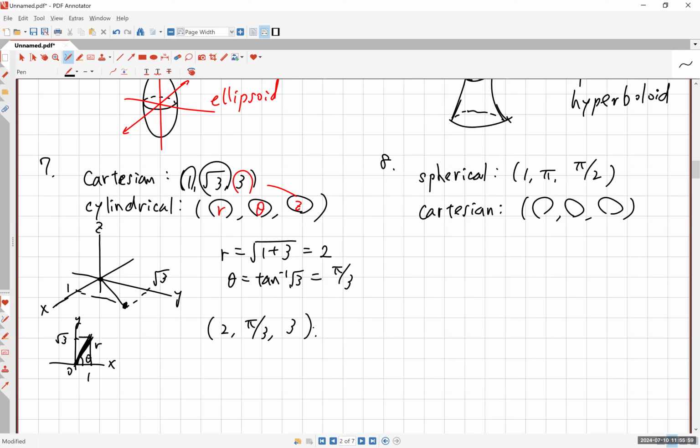Number 8, you are given the spherical coordinates, and you are supposed to come up with the Cartesian coordinates. All right. This is rho, this is theta, and this is phi. All right.